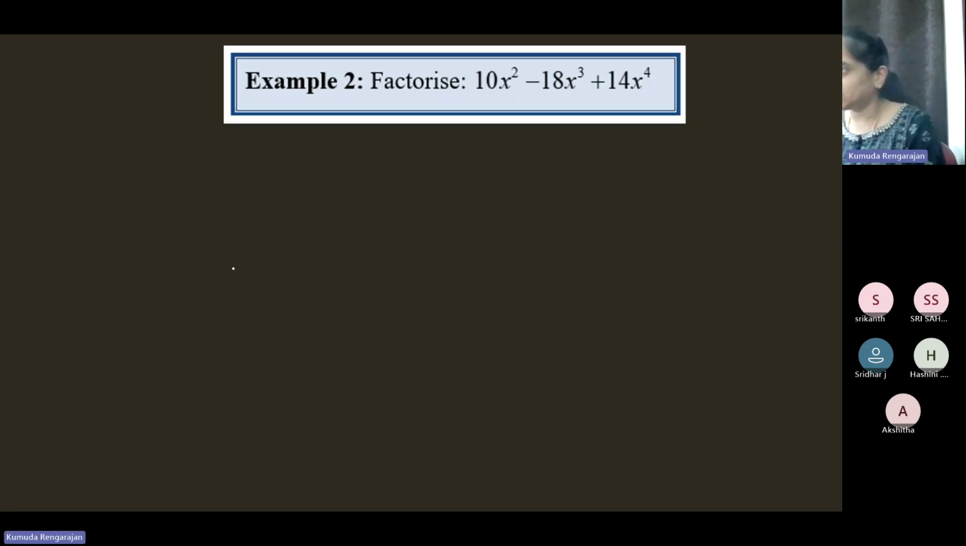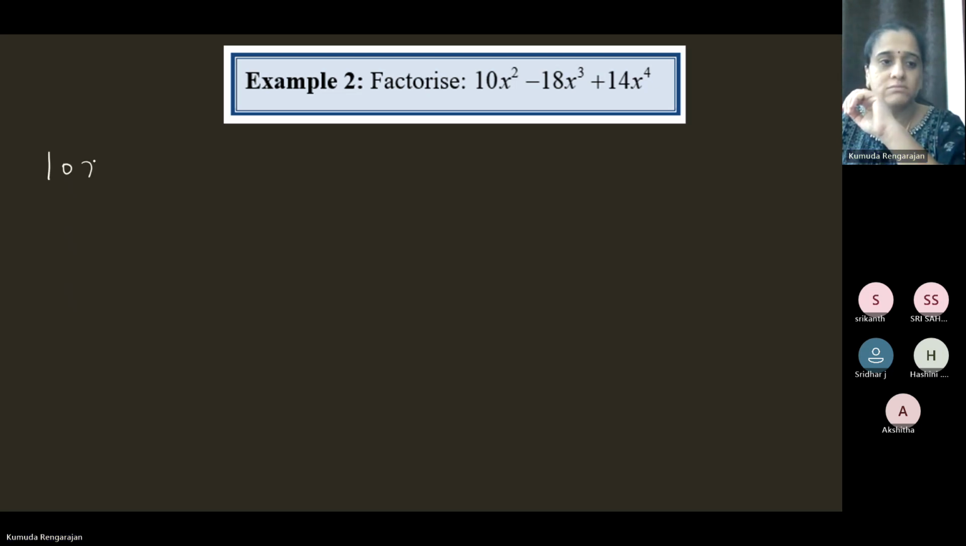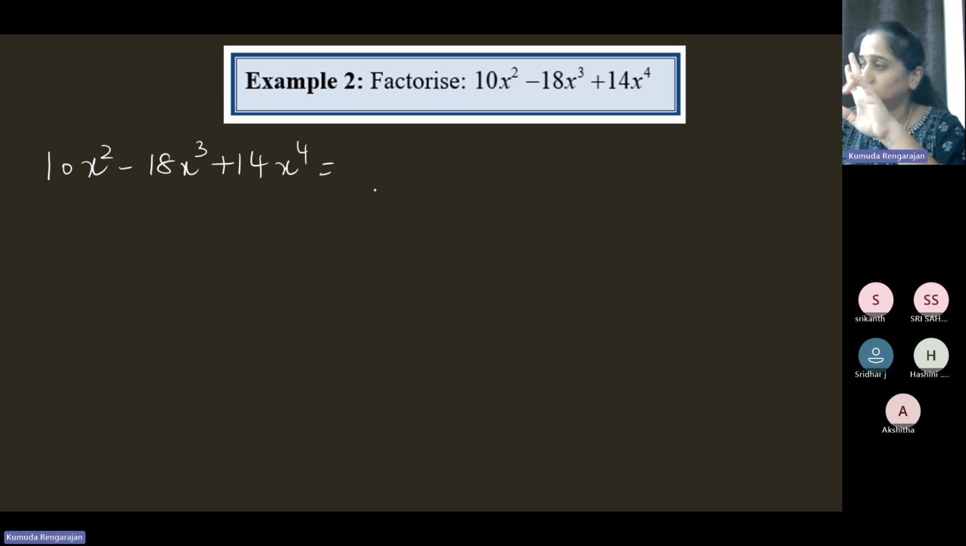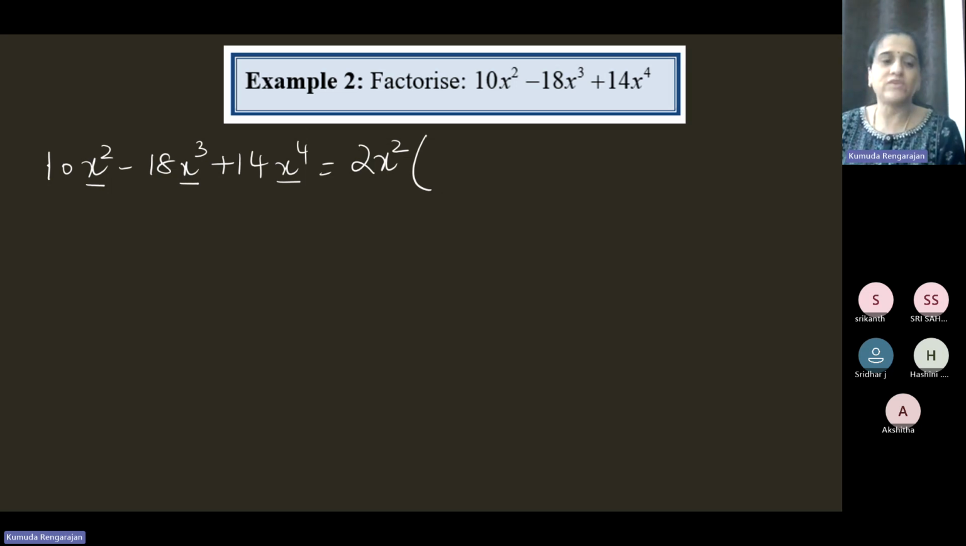This expression has 3 terms. So same. What's the HCF of 10, 18, and 14? 2. Okay. X squared, x cubed, x power 4. X squared, least power. Open bracket. Write the HCF, open a bracket. Now 2x squared into what will give you the first term? 5. What's the sign here? Minus. Again, 2x squared into what will give you the second term? 9x. Correct. Then this plus sign.